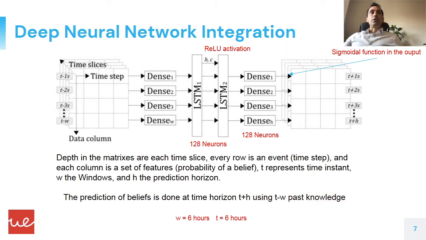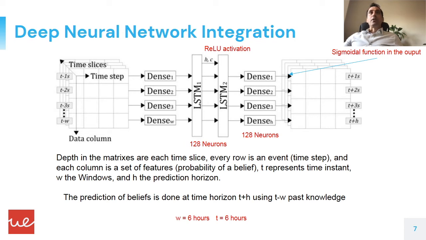So in this case, we predict when in the future, in the time horizon, an object is going to be present. Basically, what we did is to apply an LSTM deep neural network in order to predict whether an object is going to be in the scene in the future or not. We apply a time horizon of 6 hours, and we use the previous 6 hours as input to the deep neural network. So this is the overall architecture.